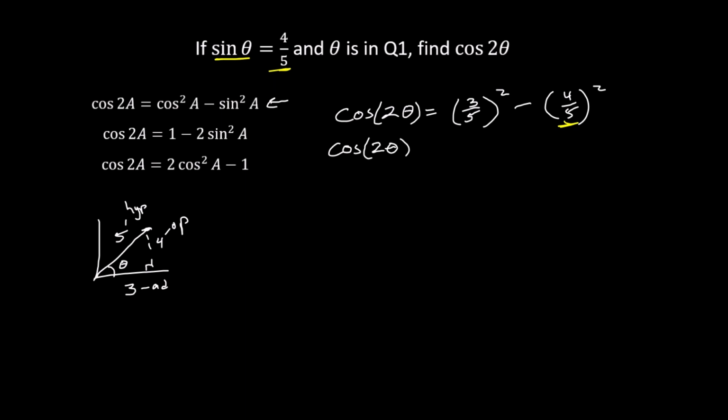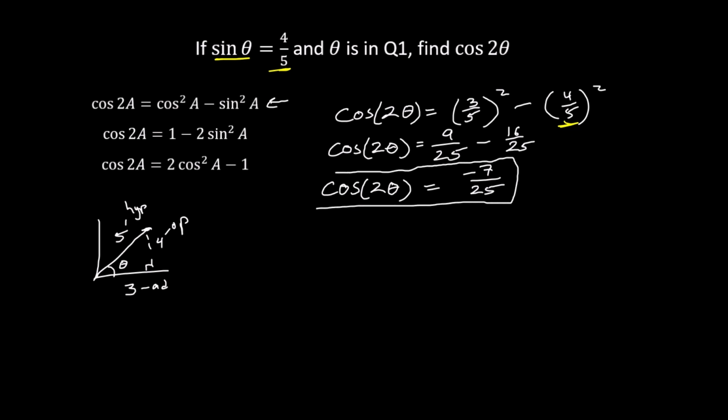Cosine of 2 theta is equal to, when you're squaring something, that's multiplying it by itself, so 9/25 minus, well, 4/5 squared is going to be 16 over 25. Now we've got to subtract these fractions. Luckily, they already have the same denominator. So cosine of 2 theta is going to be just straight 9 minus 16, go across the top there, negative 7, and then we keep the denominator. This is our solution for the cosine of 2 theta.